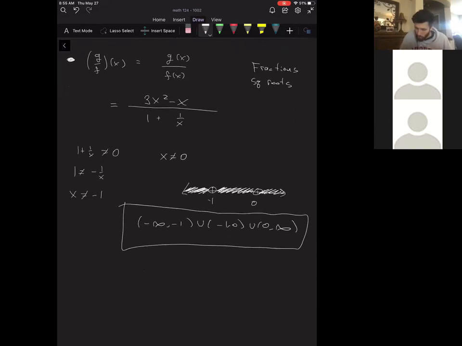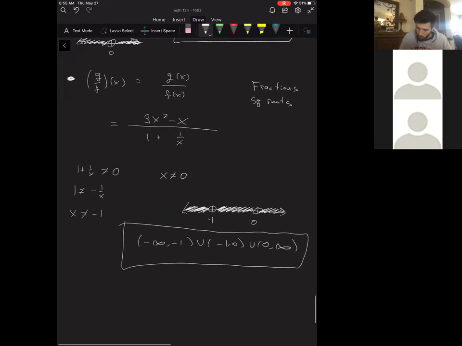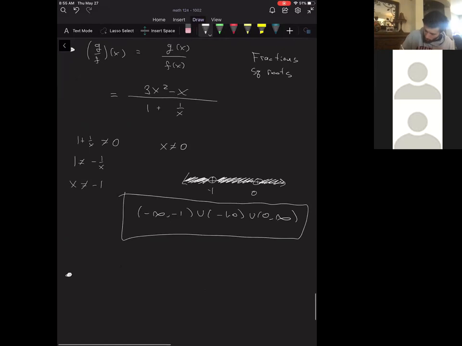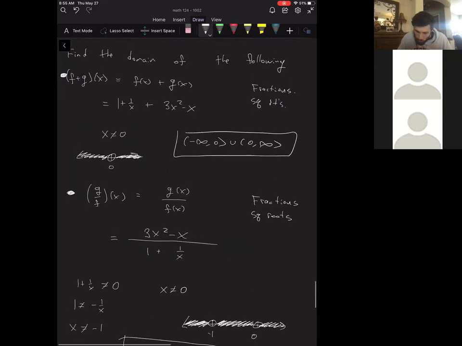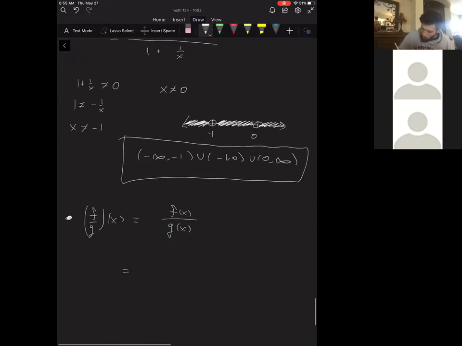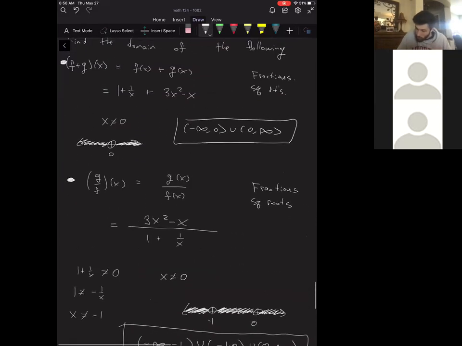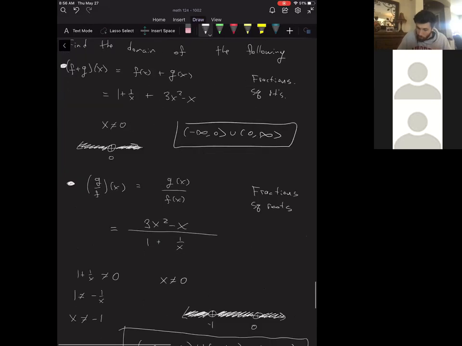Okay. How about we do f divided by g of x. So just from the definition, this is going to be f of x divided by g of x. And so what does that mean? Well, f of x, that was 1 plus 1 over x. So we have 1 plus 1 over x. G of x, that was 3x squared minus x.